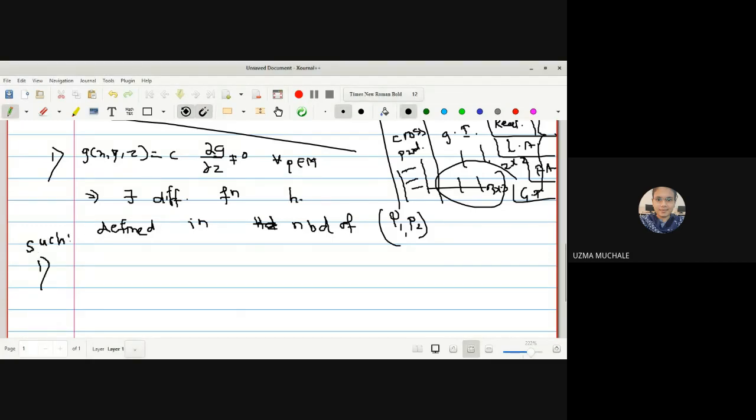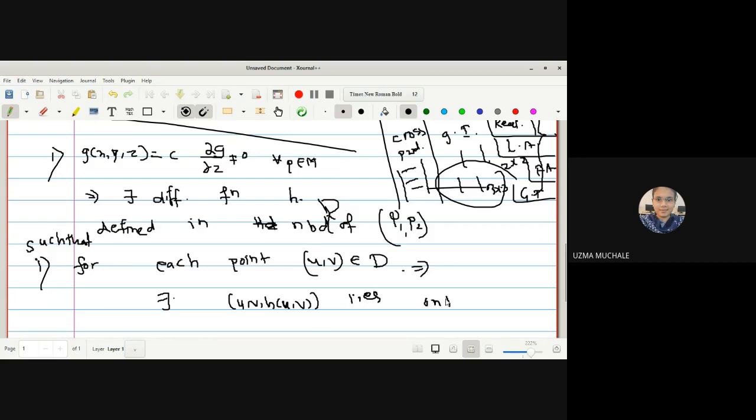for each point u, v, what is the condition for each point u and v? There exists a point uv h of uv which lies in a surface M. Okay, for each point uv belongs to D, neighborhood D you can consider, neighborhood D of a p1 p2. For each point uv belongs to D, there exists a point uv h of uv which lies on a surface M.